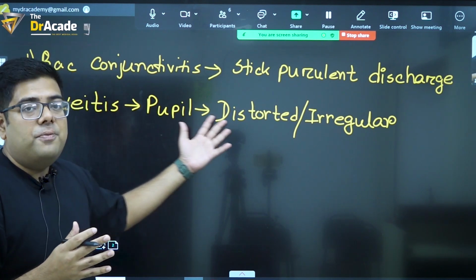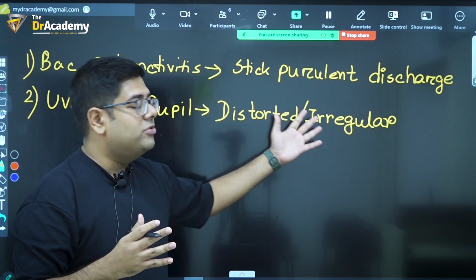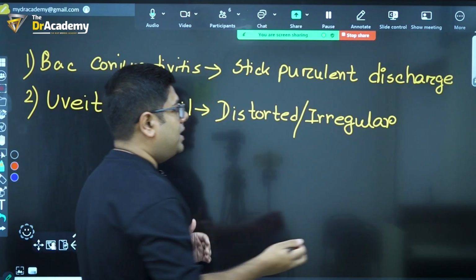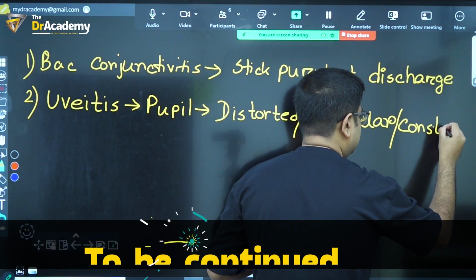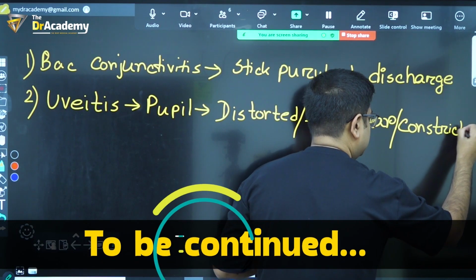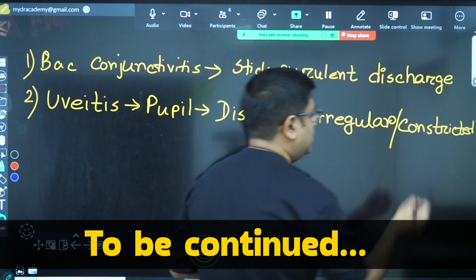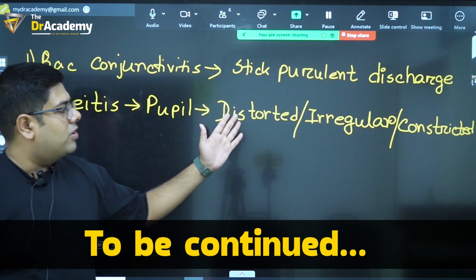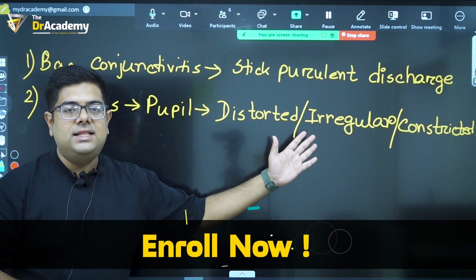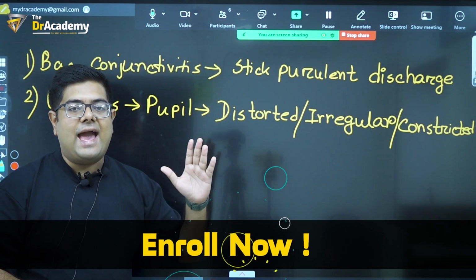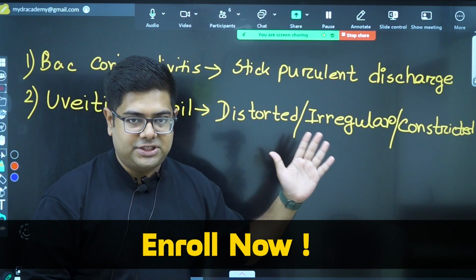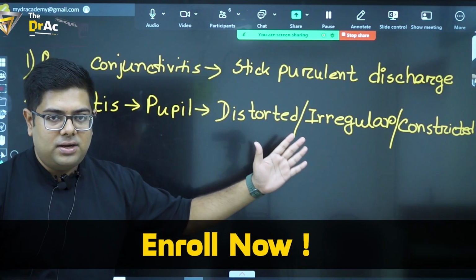But look for pupil. Shape of the pupil will be irregular or distorted or constricted. Look for either one of these in the question describing pupil. You will definitely have the description of pupil in the question, okay? So look for any of these.